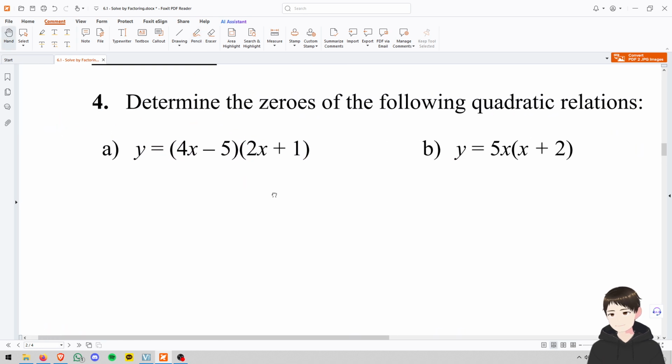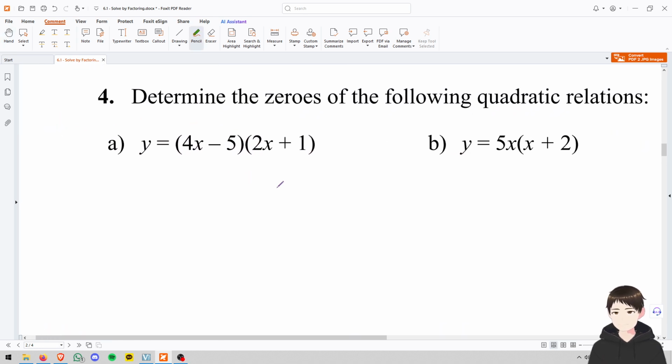Okay, please turn the page to question 4. It might be a little tricky, but I'll do A and B. The concept is still the same. Determine the zeros of the following quadratic relations. The zeros is another way of saying the x-intercept, or when y equals 0.